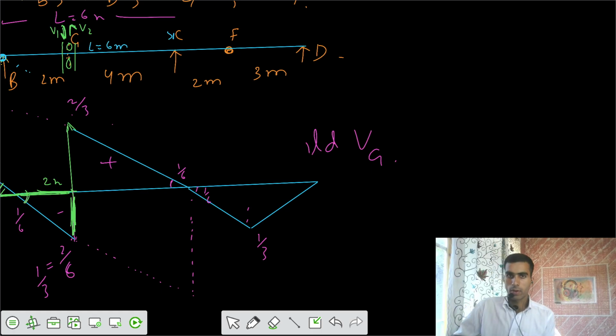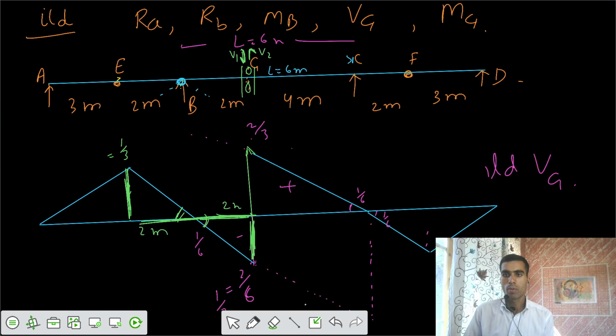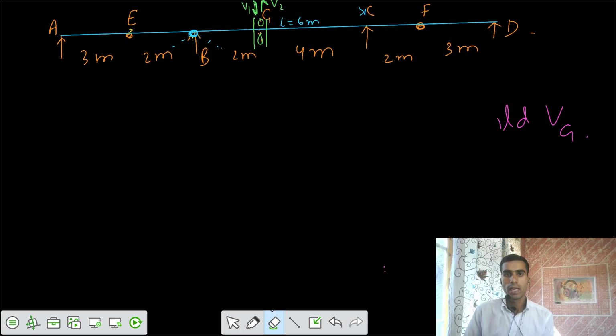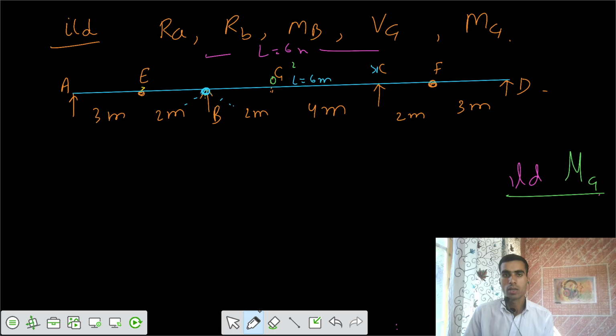Now the final part of this problem is that you need to get the ILD for moment at G, ILD for moment at G, M_G. Now for that you have to apply an internal hinge here. You apply an internal hinge here to see whether there is curvature developed in the two parts.